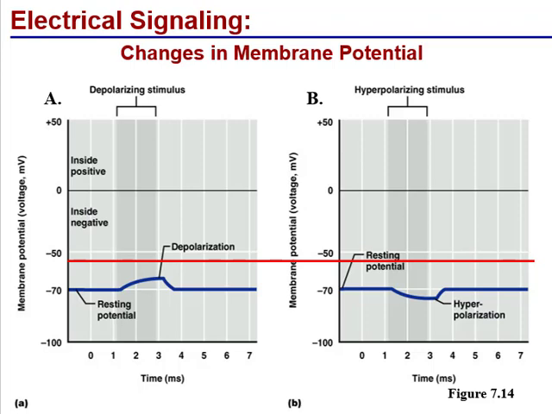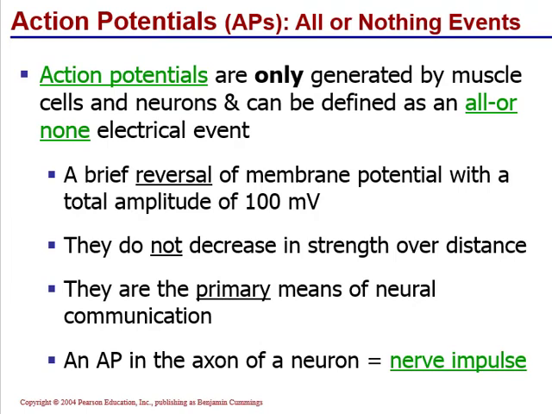Action potentials have an all or none behavior. They either happen completely or not at all. Action potentials are only generated by a neuron or a muscle. An action potential can be defined as an all or none electrical event because it has this massive electrical change that happens very quickly, within milliseconds. And action potentials can be described as a brief reversal of membrane potential with a total amplitude of 100 millivolts.